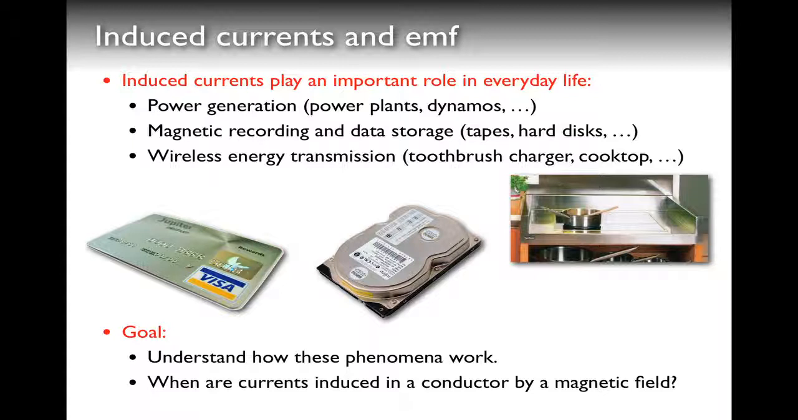We have, as I just said, power generation in power plants or the dynamo in your bicycle. Magnetic recording and data storage really relies on inductive principles. Basically, every time that you read and write data from a hard drive, an inductive type process flips bits. The other one is, for example, the dark stripe on the back of your credit card has magnetic grains embedded in them. You can store bits, and due to induction, you're able to read data off the credit card and then perform a transaction. And the other one is wireless energy transmission.